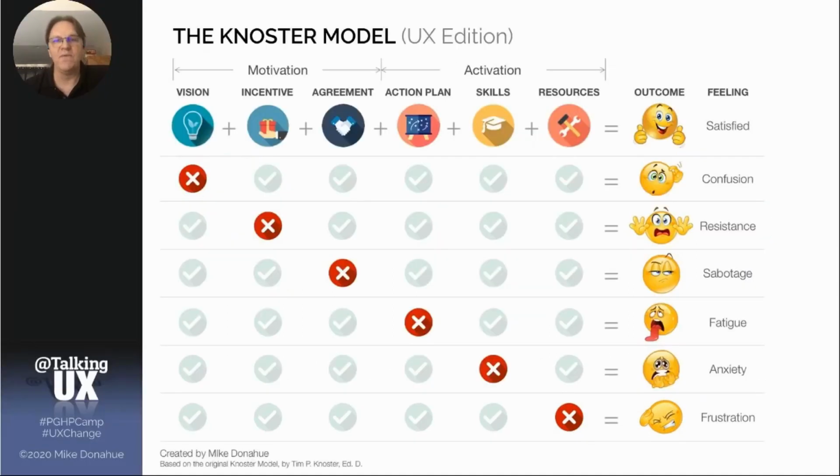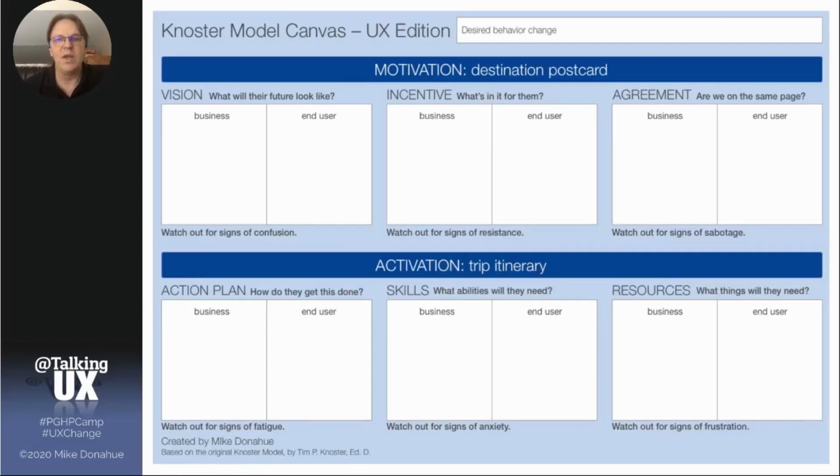So let me just bring this full loop real fast here. This is the Knoster model in its entirety. I'm going to skip past this and jump to a canvas that I've put together that can help you activate this model. What I've done here is just simply, again, group these things into the 2 categories that they fall into. We've got the same groups in here. We've got vision, incentive, and agreement under the motivation. And the one thing I've done here is we've given ourselves space to work and consider both our internal stakeholders and our external end users, and fill in these blanks with details about things.